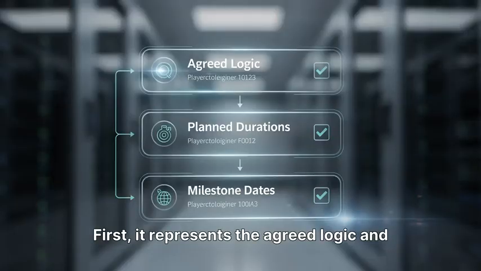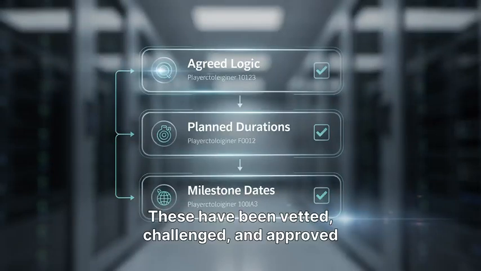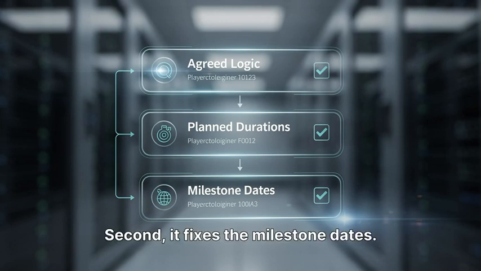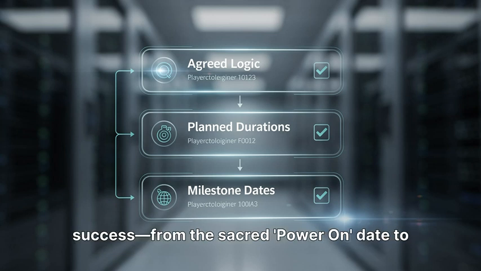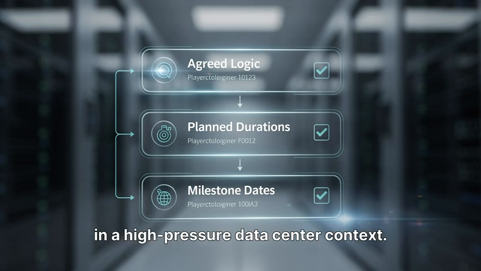First, it represents the agreed logic and planned durations. These have been vetted, challenged, and approved by the execution and engineering teams. Second, it fixes the milestone dates. These are the markers that define project success, from the sacred power-on date to final ready-for-service and handover dates in a high-pressure data center context.